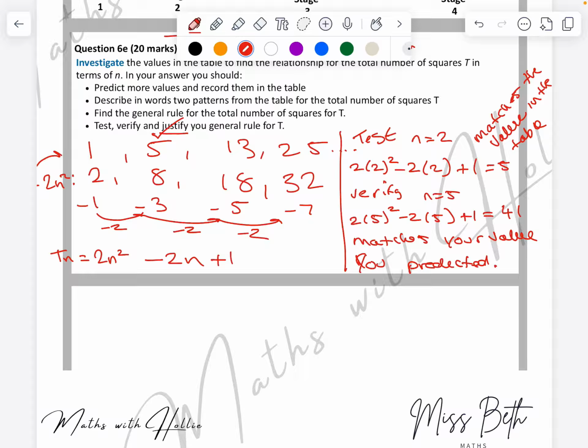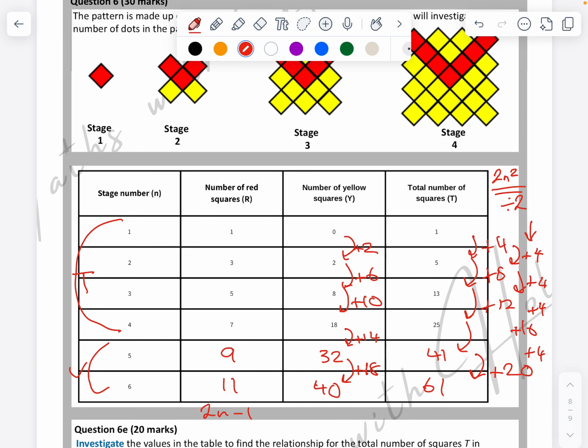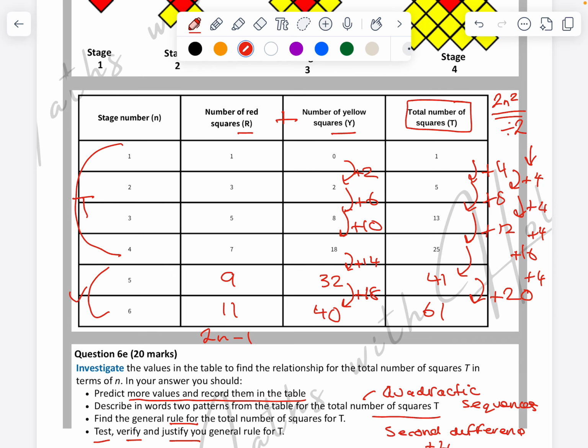Right? And the last thing we need to do now is justify. So if you go back to the table, they kind of usually help you. So here, this is talking about the total number of squares. Total number of squares are made up of red and yellow. So if I add red and yellow together, it's going to equal the total number. So if we look at the actual rule, red, I know what the red squares equal. I need to work out what the yellow ones equal now.